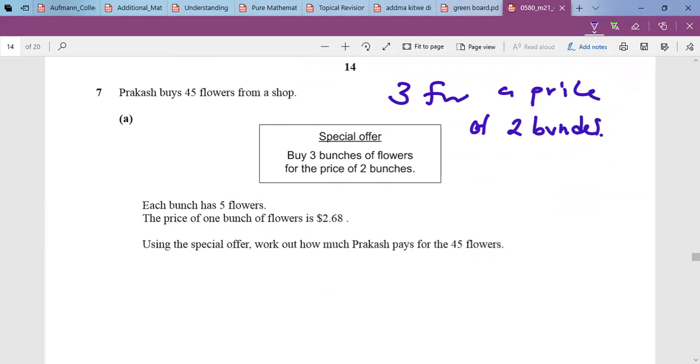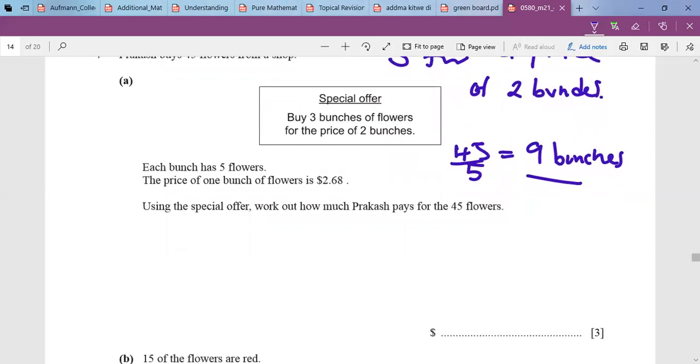Now, Prakash has 45 flowers. Each bunch has 5 flowers, so how many bunches are there? You say 45 divided by 5, which means this person has 9 bunches. Now, the price for 1 bunch of flowers is $2.68. Using the special offer, work out how much Prakash is going to pay.